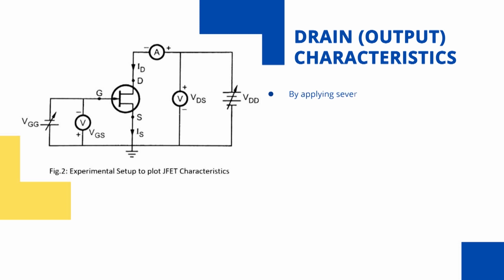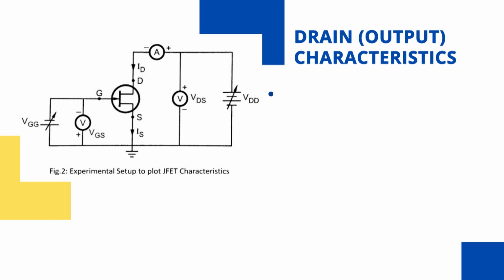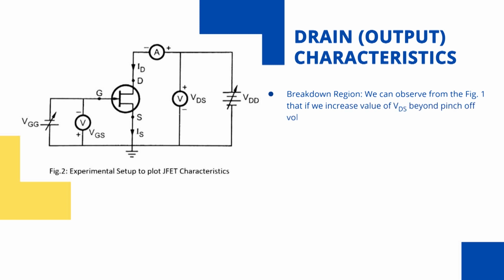So, by applying several values of negative external bias voltage at the gate terminal, a family of curves is obtained as shown in figure 1. It can be observed that the more negative the value of VGS, the pinch off voltage is reached at a lesser value of ID.